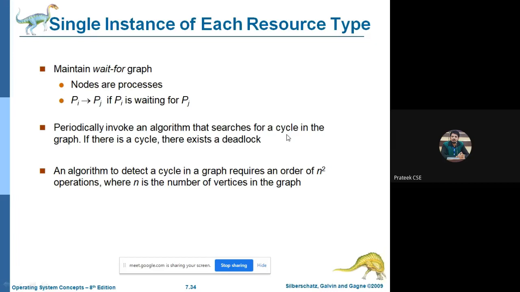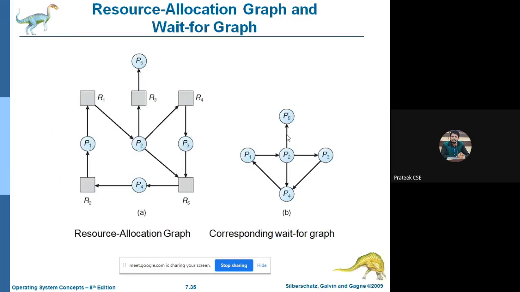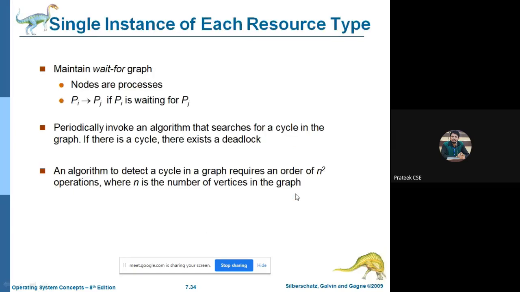So same scenario will remain which we used to have in deadlock avoidance. So here exists a cycle P1 to P2, P2 to P3, P3 to P4 and P4 to P1. So if our wait for graph contains a cycle, then definitely there exists a deadlock, and if there is no cycle in the wait for graph, then deadlock is not there. So this is how we can detect the deadlock, and an algorithm for deadlock detection in the graph requires an order of n square operations, where n is the number of vertices in the graph.